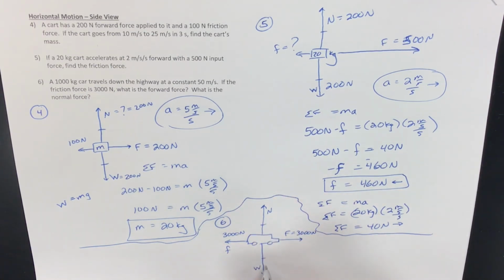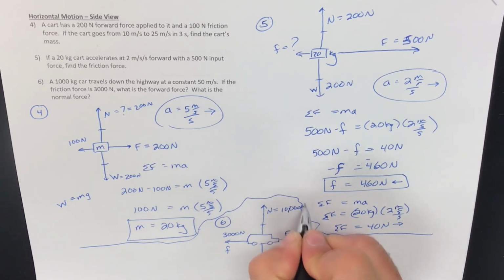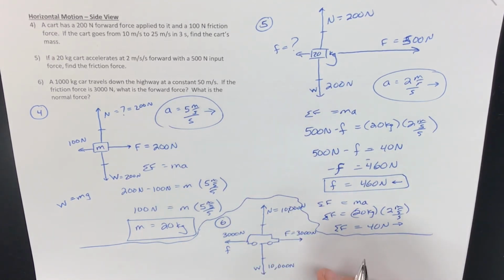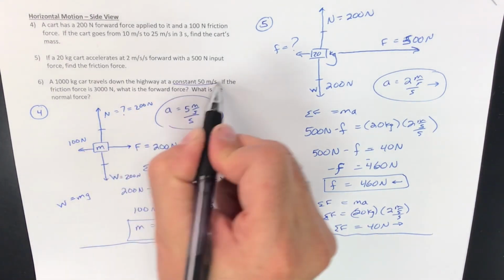Normal force would be the same size as the weight. The weight is 10,000 newtons. W equals mg, where g is 10, so the normal force is 10,000 newtons. And they're that and that. They're your answers. That's it. Simple. Constant velocity. Look for that.